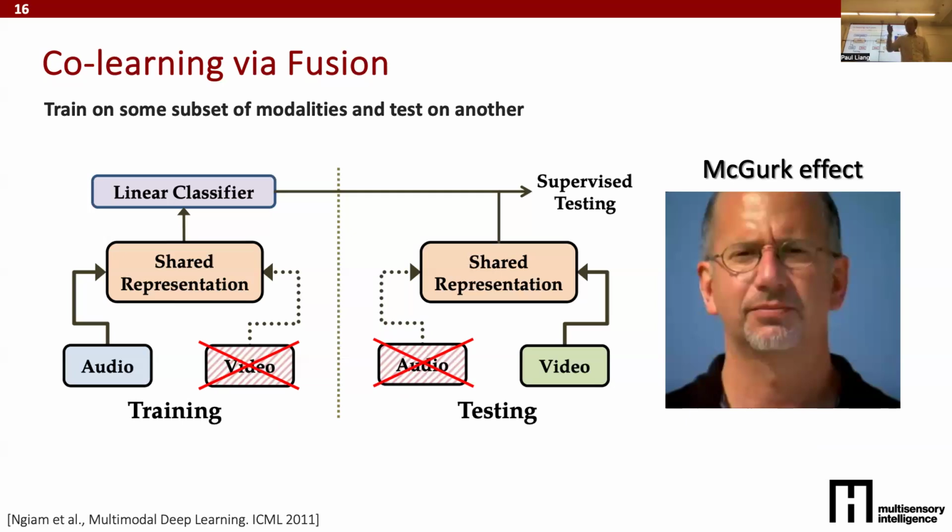All right, so that's an interesting way of boosting performance, right? If you know that you want to do video-based prediction, you can always do video supervised learning. But sometimes learning this joint representation with video and more things could be better. So that's co-learning via fusion.